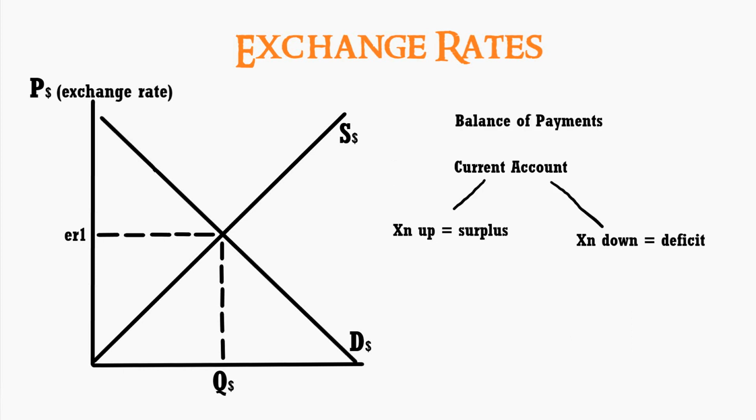The balance of payments: exports affect the current account, because if exports are up, there's a current account surplus, and if net exports are down, there's a current account deficit. Since exchange rates affect net exports, they therefore also affect the balance of payments. So that's another thing for countries to keep in mind when they're controlling their interest rates.